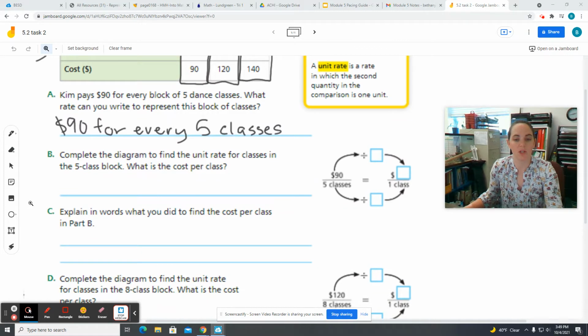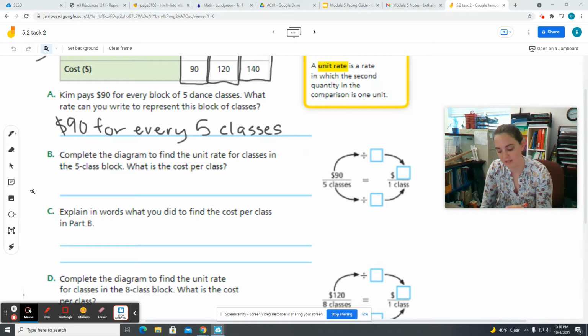Now, we're going to use this little diagram here to complete the diagram to find the unit rate for classes in the 5-class block. So $90 for every 5 classes is the rate. We're comparing two different things together. Now, for the unit rate, we need the second number to be 1. We need that 5 to be 1 because it's comparing to 1 unit. So we're going to use this diagram over to the side here.